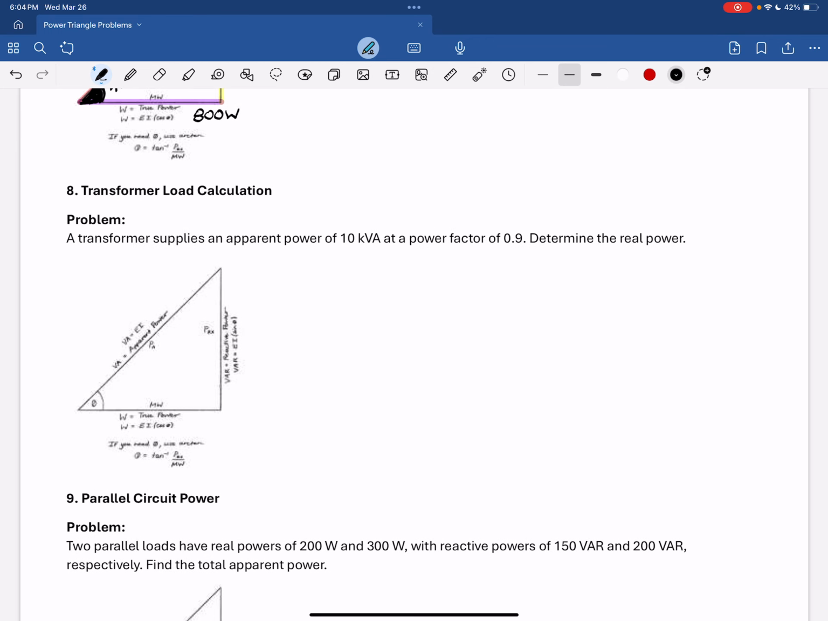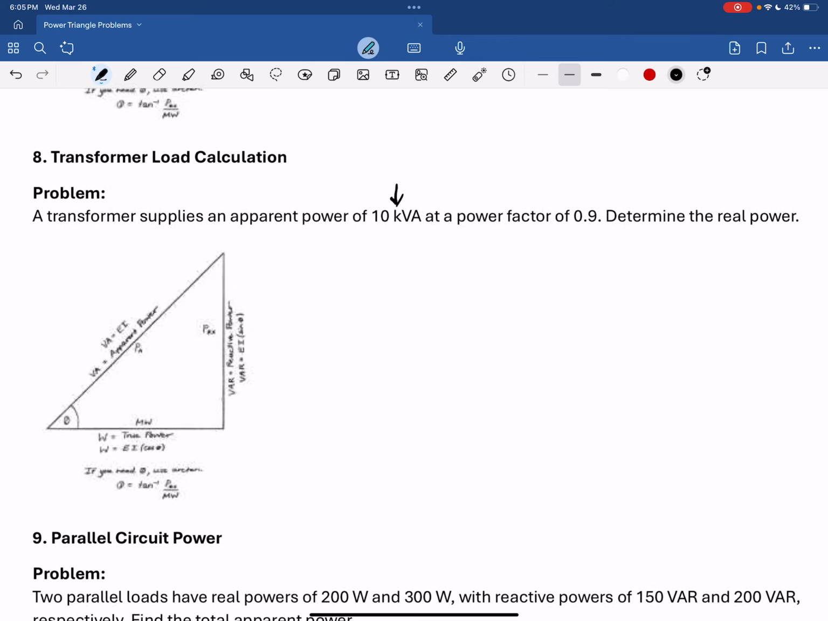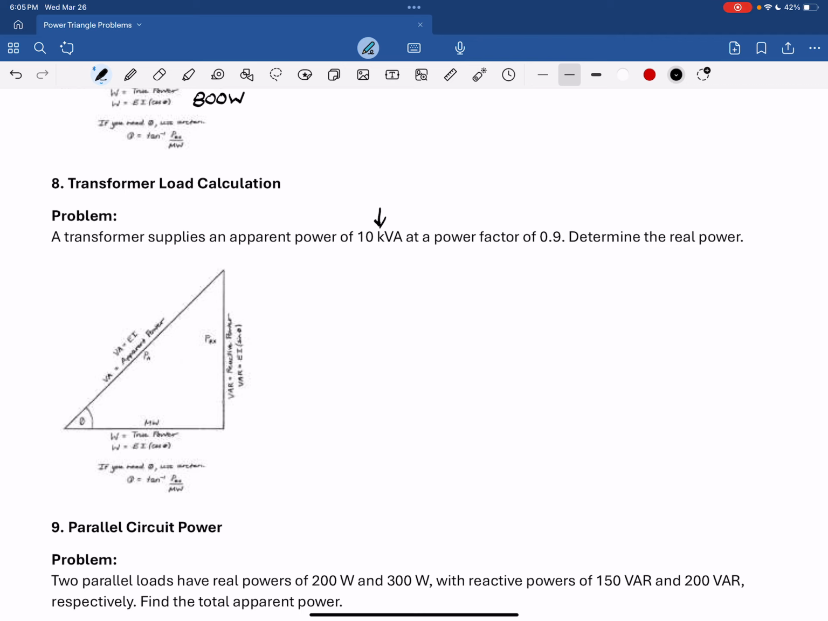Number 8, transformer load calculation. A transformer supplies an apparent power of 10 kVA. Don't lose that K right there. At a power factor of 0.9. Determine the real power. So I can plug in a little bit here, but let's be careful. Hypotenuse is VA, apparent, and that's the 10.